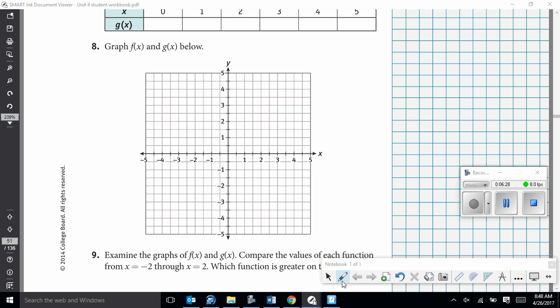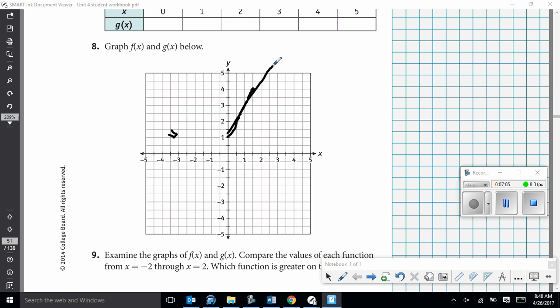Oh, I can't figure it out. Draw harder. Exactly. Great. Wow.